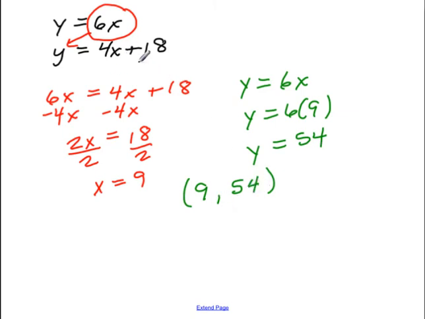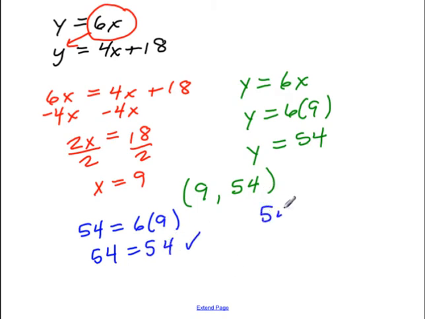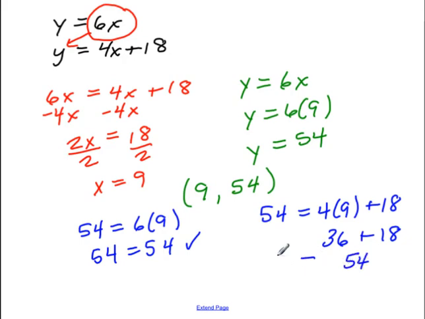And again, we could take our information and plug it in to check our answers. We can start with the first one. 54 should equal 6 times our value for x, which was 9, and 54 does equal 54, so that checks. And then we can do it on the second equation just to double check. 4 times 9 plus 18, so we're going to get 36 plus 18, which equals 54. So again, it checks out.